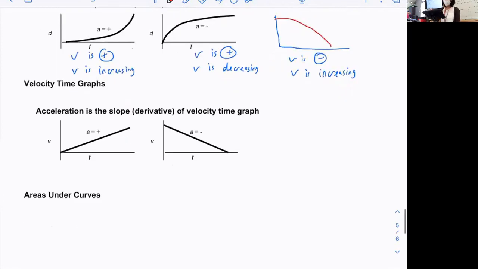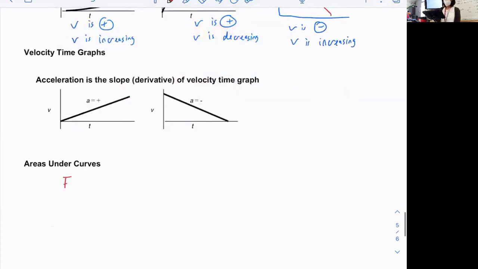And then areas under the curve. So for, I don't want to be in red. I'm still in red. Wish I could just pick up a whiteboard marker.